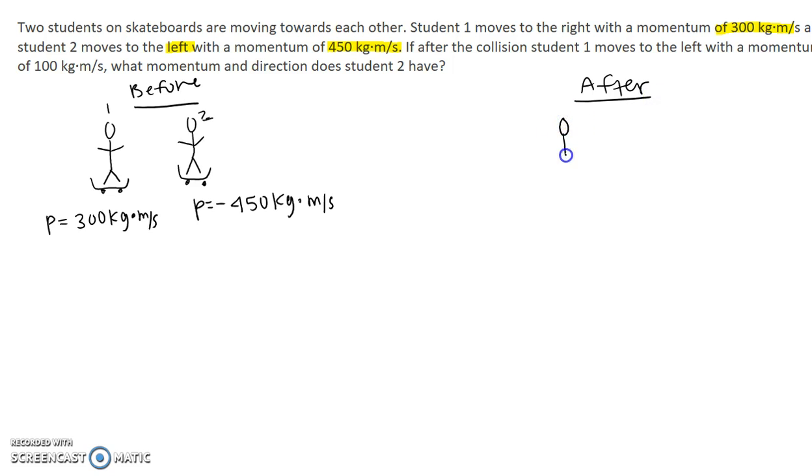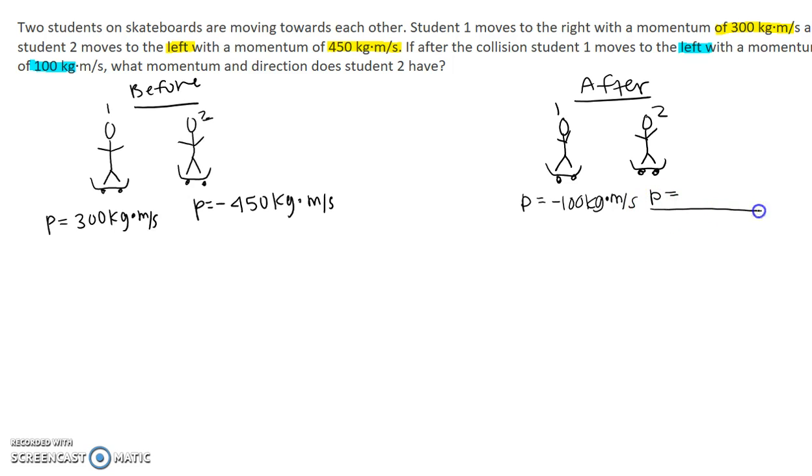Afterwards, I still have two people, still both on skateboards, and they should each still have a momentum. We know that after the collision, student 1 is moving to the left with 100 kilograms times meters per second. So still number 1, still number 2. Now we have a momentum of negative 100 kilograms times meters per second because it's to the left.